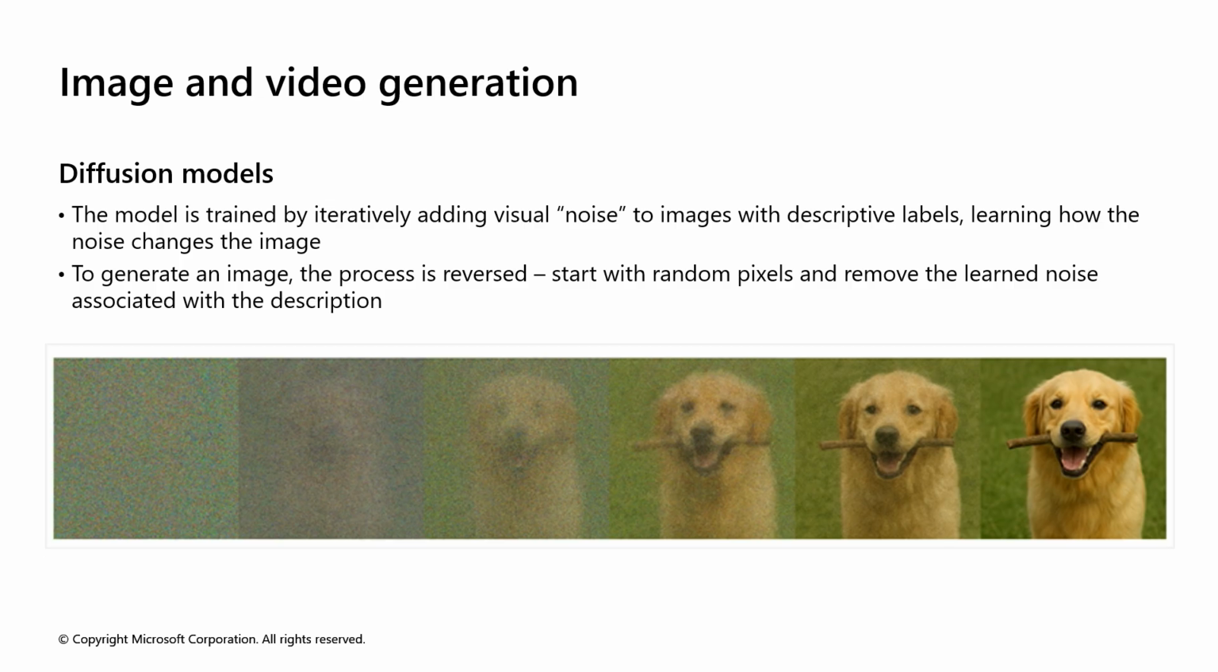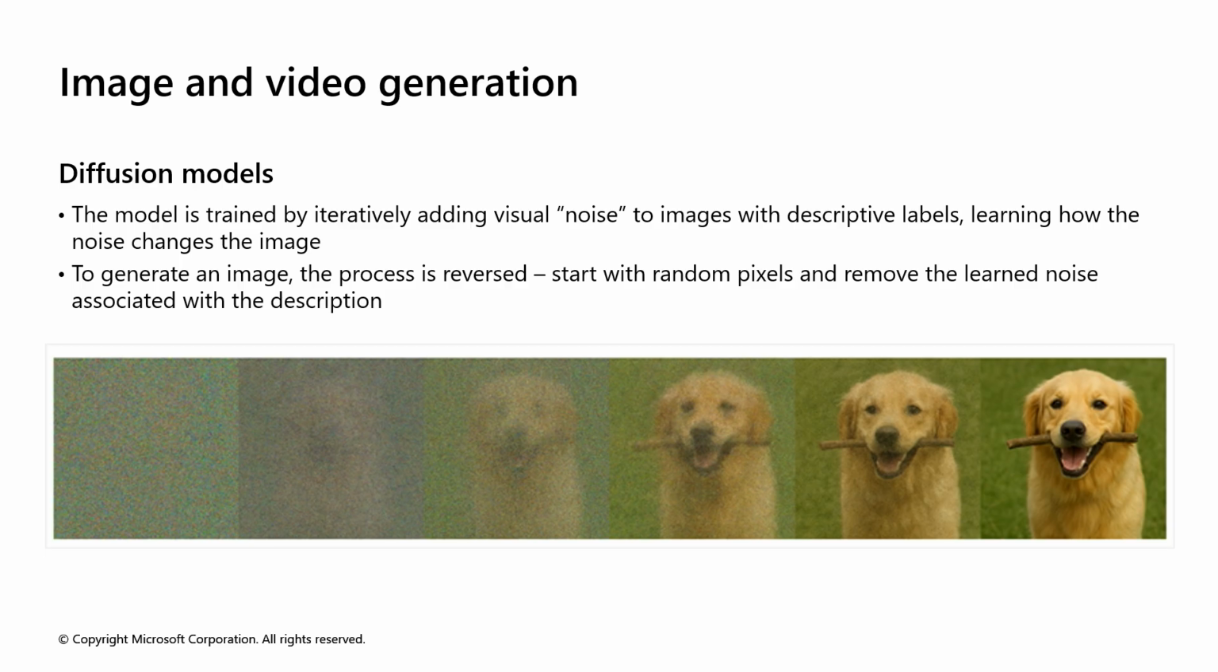The same idea can be applied to video generation. Instead of generating one image, the model generates a sequence of frames. It also ensures movements look natural, objects behave realistically, and scenes evolve consistently over time.